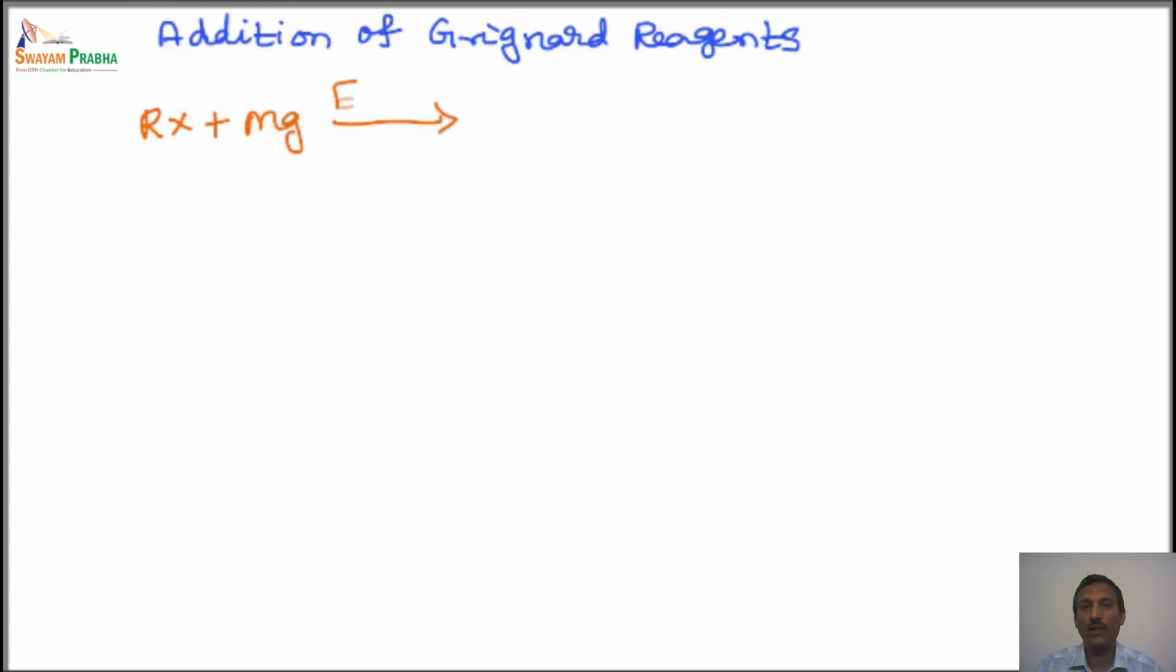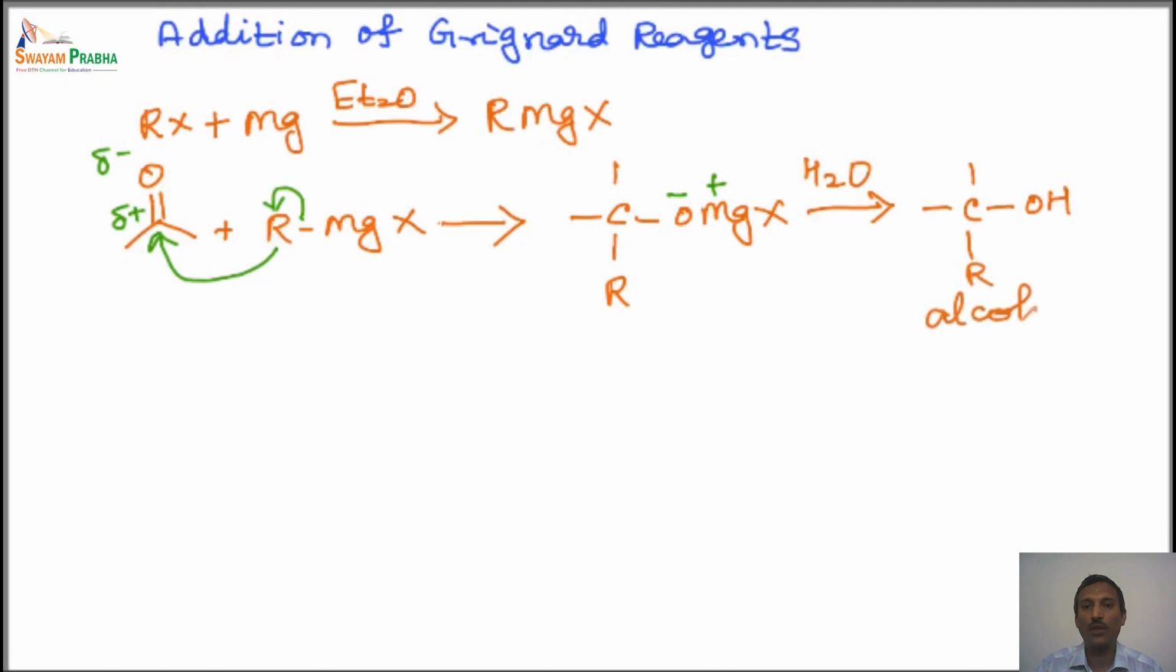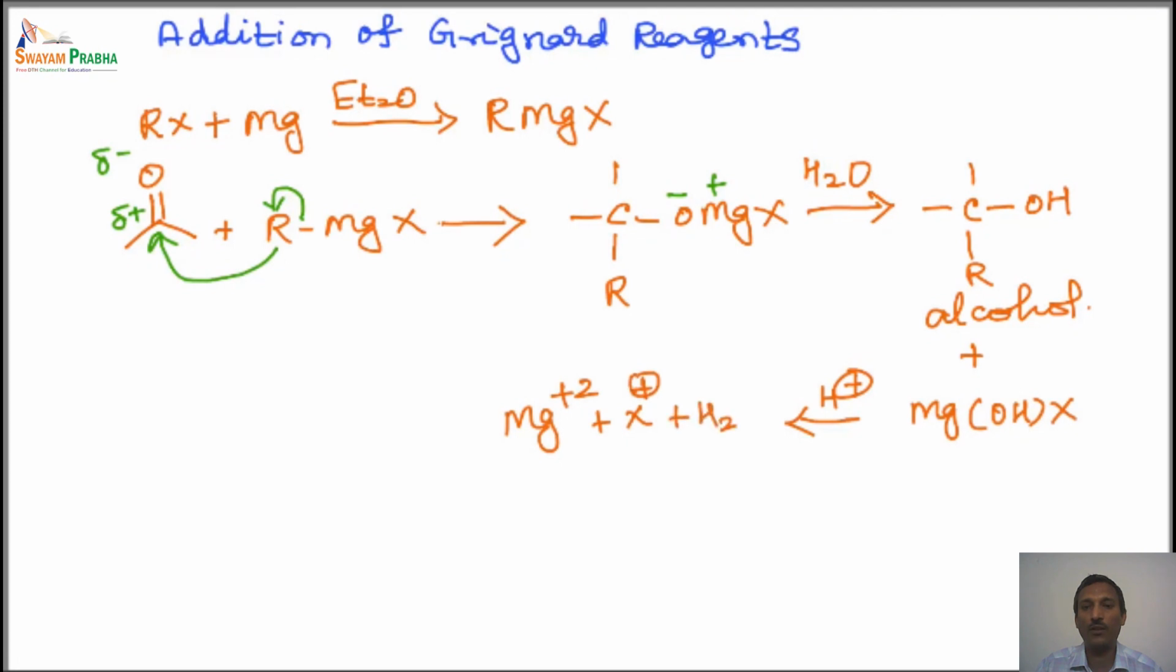And the next one is addition of Grignard reagents. RX reacts with magnesium in the presence of ether to give RMgX, and this adds to the carbonyl compound to give the magnesium complex, and hydrolyzing this magnesium complex leads to the formation of alcohols.